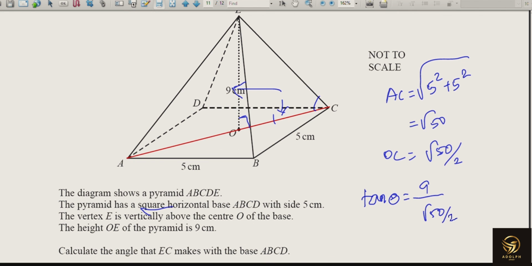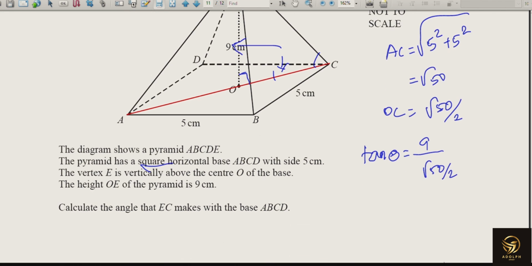Adjacent is root 50 by 2. So this 2 maybe I can move into that side, and I just have to calculate theta. So theta is tan inverse of this 9 divided by root 50 by 2 itself. Maybe not to confuse you, you can write it as 18 by root 50.